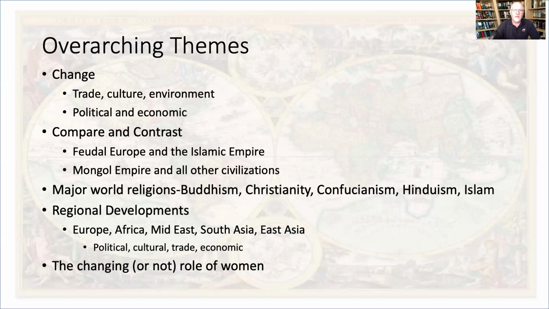Again, I didn't put it on the chart here, slight oversight on my part. There's also the Latin America as well. These are the times of the great Incan empires and Mayan empires in the pre-Columbian era that also had features of trade, culture, and economics.